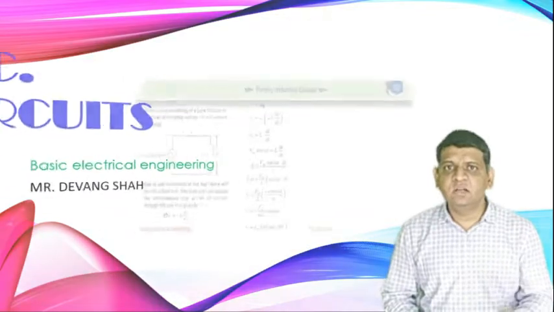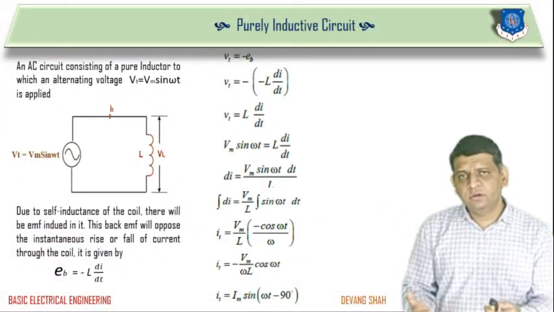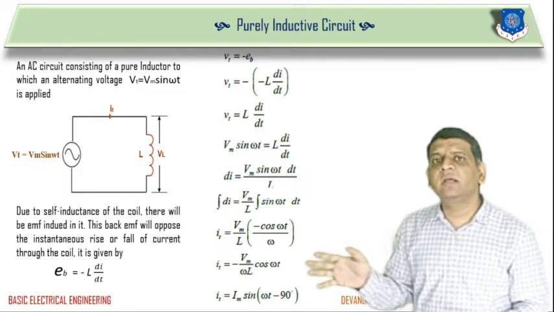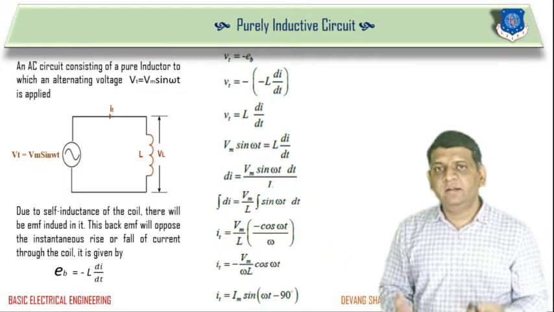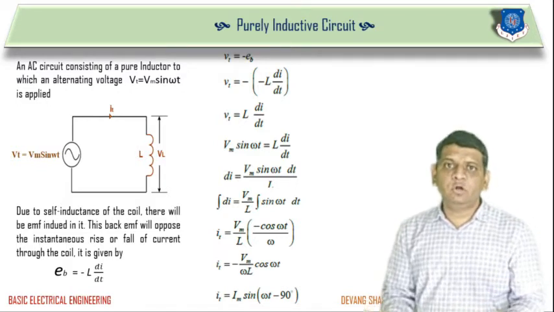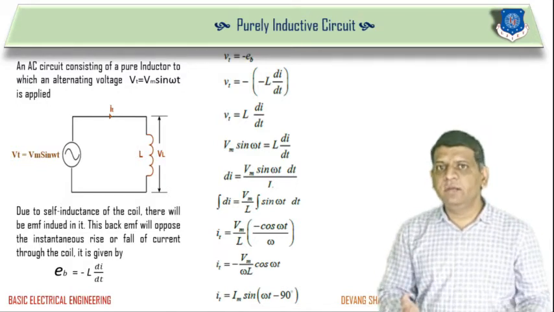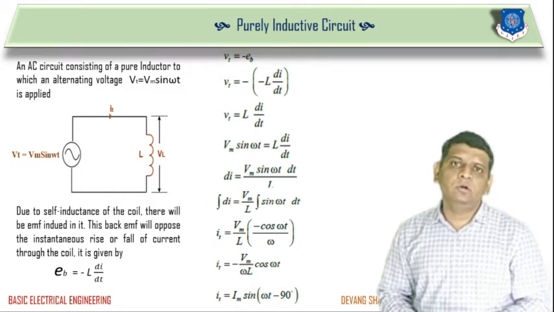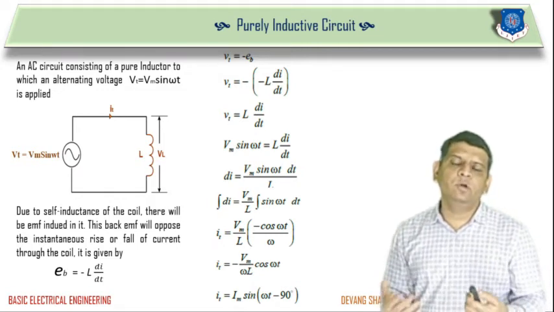Right. Again, my first job now is to discuss the purely inductive circuit. Now you can see in this particular circuit there is only one inductor, and to that one inductor we are applying an AC signal. And that AC voltage signal is nothing but Vt is equal to Vm sin omega t. That is applied to only the inductor. That's why this is called a purely inductive circuit.